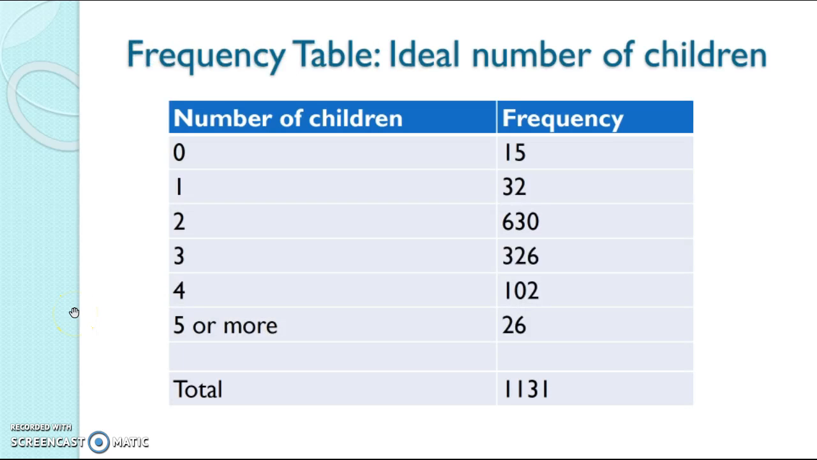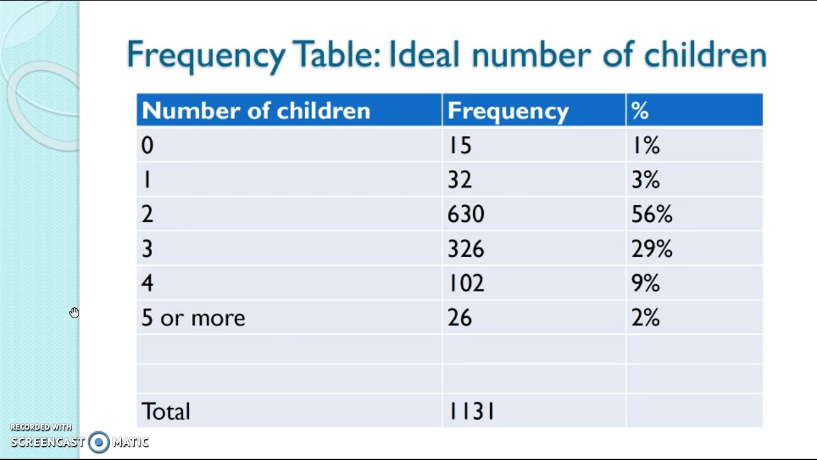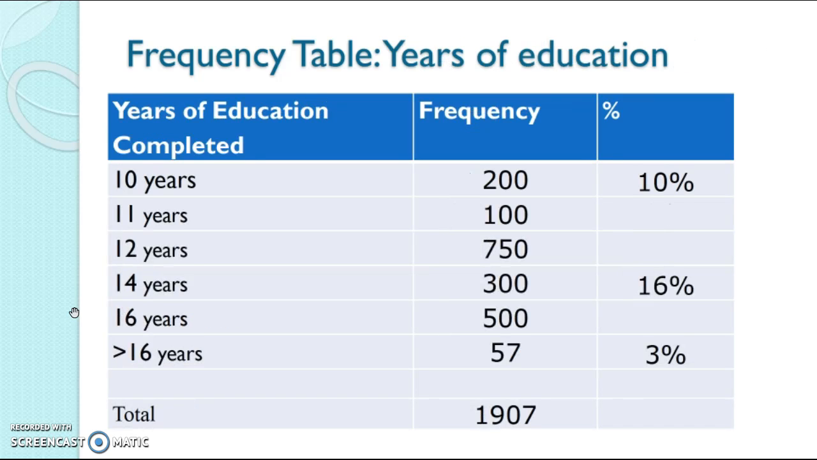Okay, so this is a frequency table. It's asking people what is the ideal number of children, and their answer choices were 0 through 5 or more, and these are the answers that people gave. So a frequency table tends to include the actual counts, but also the percentage. And the way it's calculated is how many people answered 0, 15 out of 1131, which ends up being about 1%. All right, so make sure that you can do this as well.